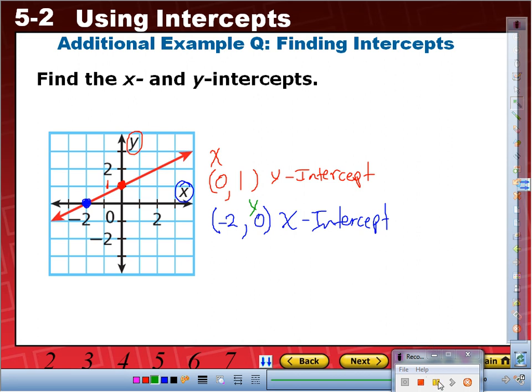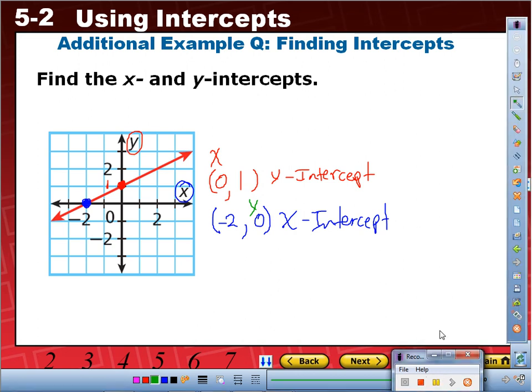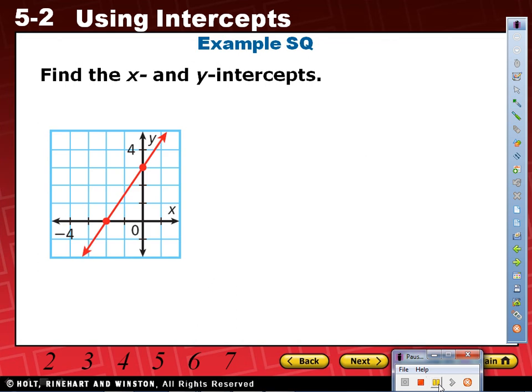So with that said, copy this next problem down, please, if you can do this one by yourself. If you want to do it to the right of that one that you just did, that's fine. Sorry, copy this graph. Okay, there it is. Example super Q. Find the x and y intercepts. Copy this graph, please. You have your rulers. And find me the x and y intercepts. Write your ordered pair.